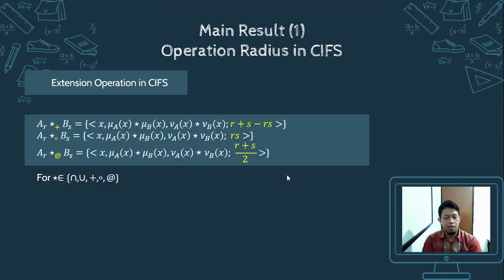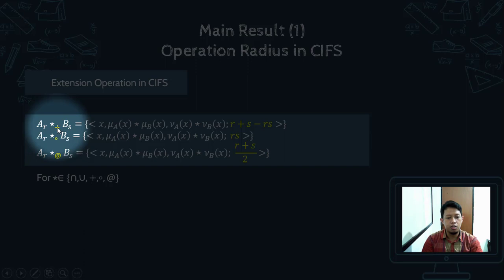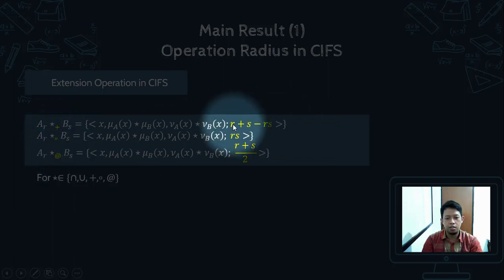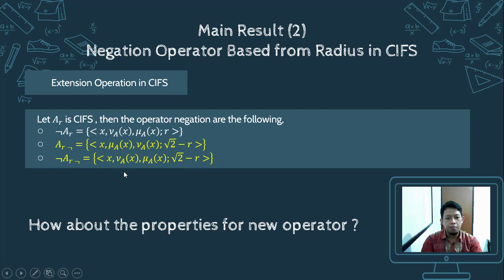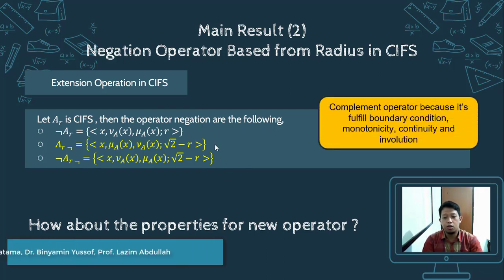Now, I define the operations of the radius in CIFS, and we call them extension operators in CIFS. These are based on the basic arithmetic operators. Min and max were defined by Atanassov, but I define plus, circle, and add, because they affect the radius operation. Then the second main result is about the negation operator. Atanassov defined this one, and then I define two types of negation operator. We call them negation 2 because they fulfill the boundary condition, monotonicity, continuity, and involution.